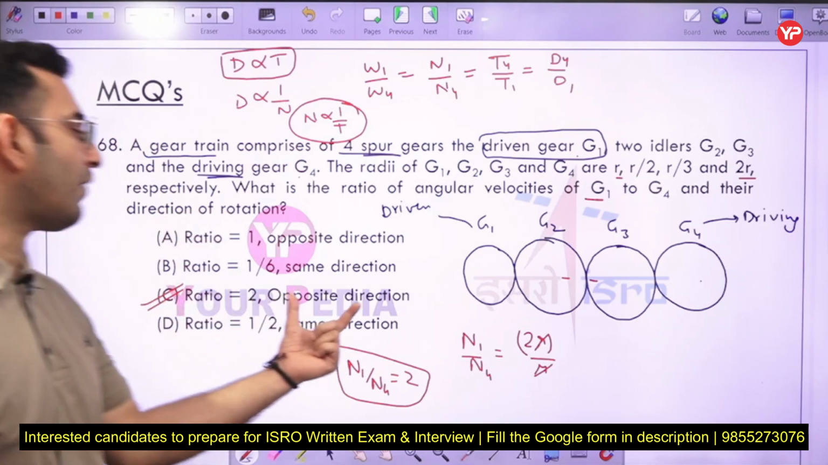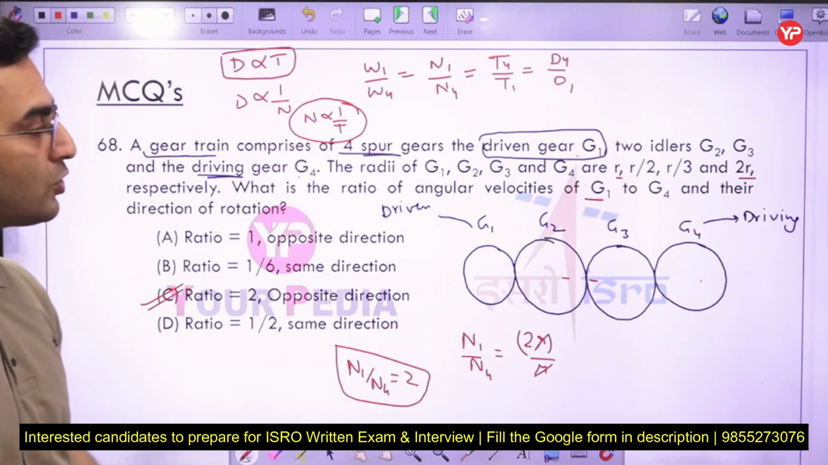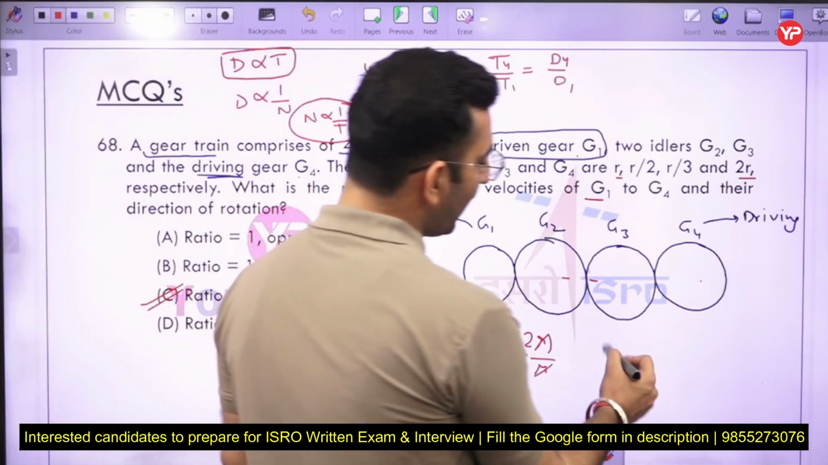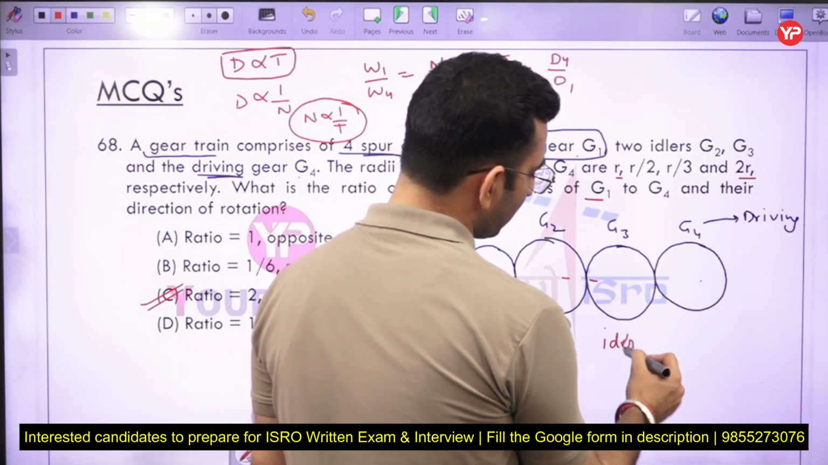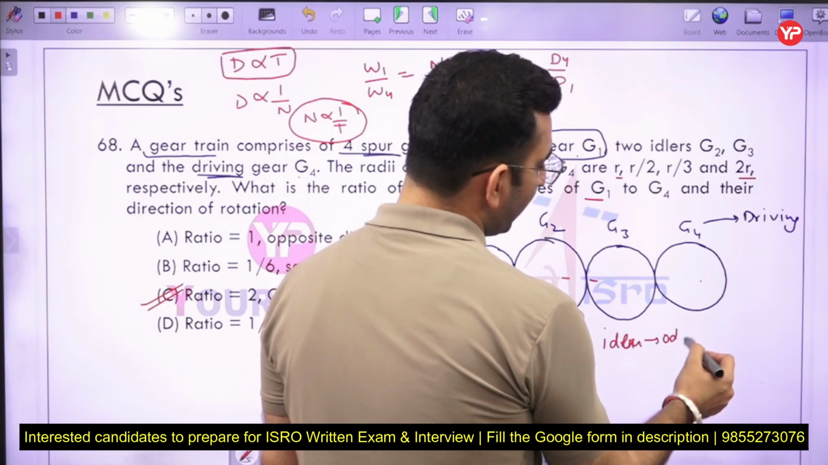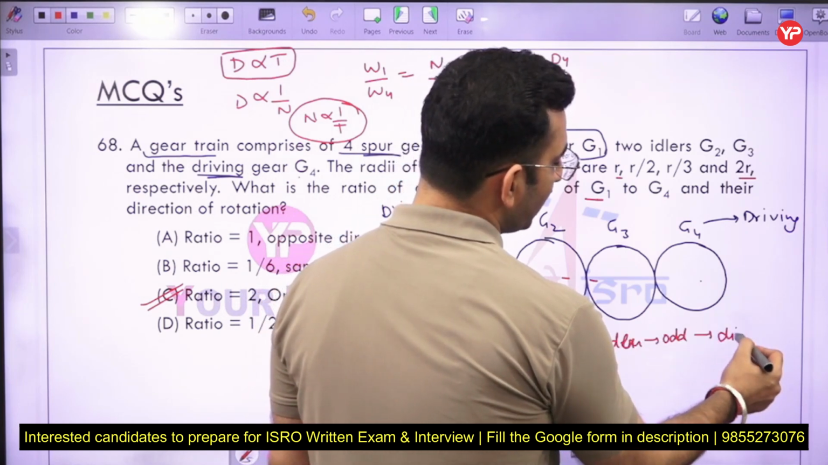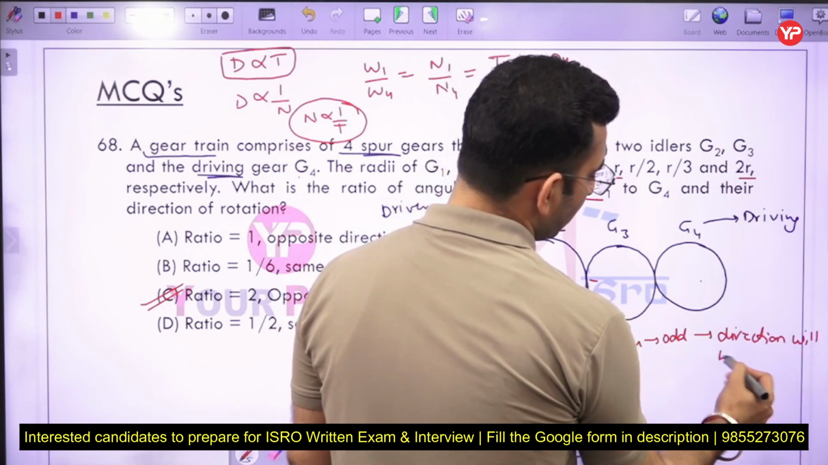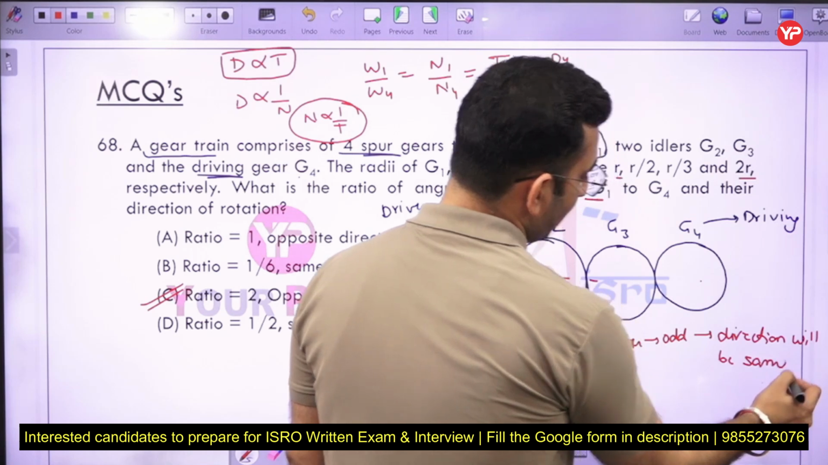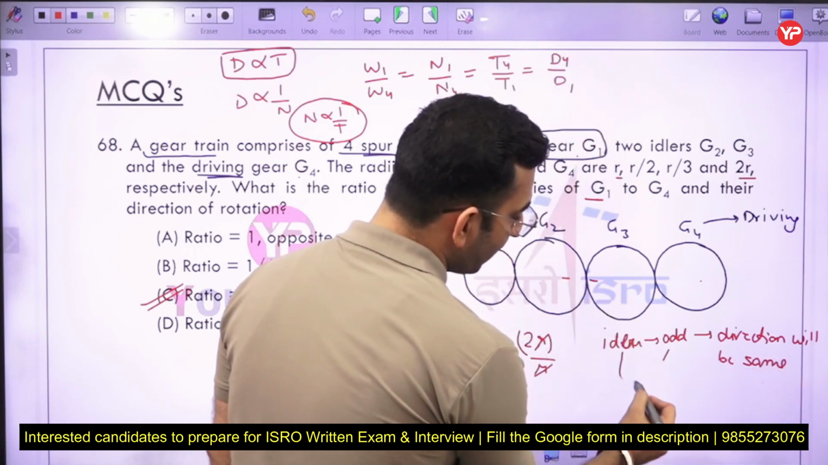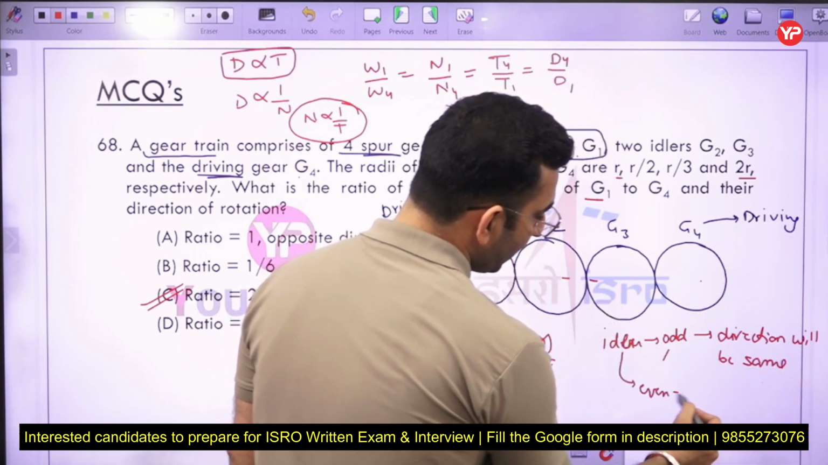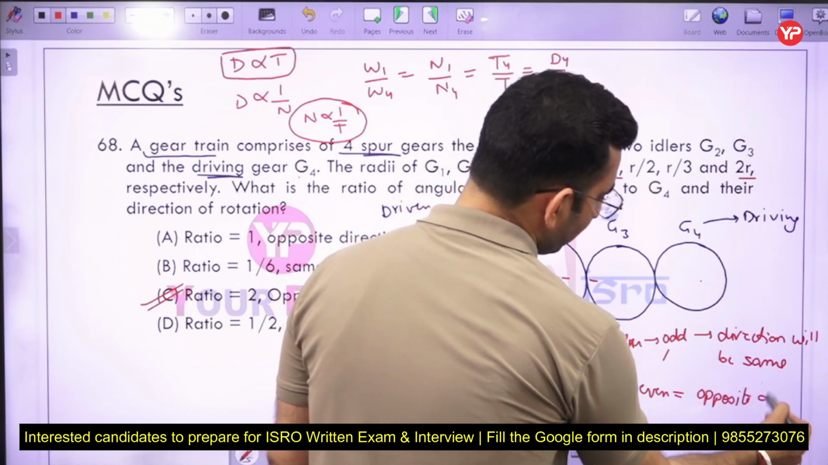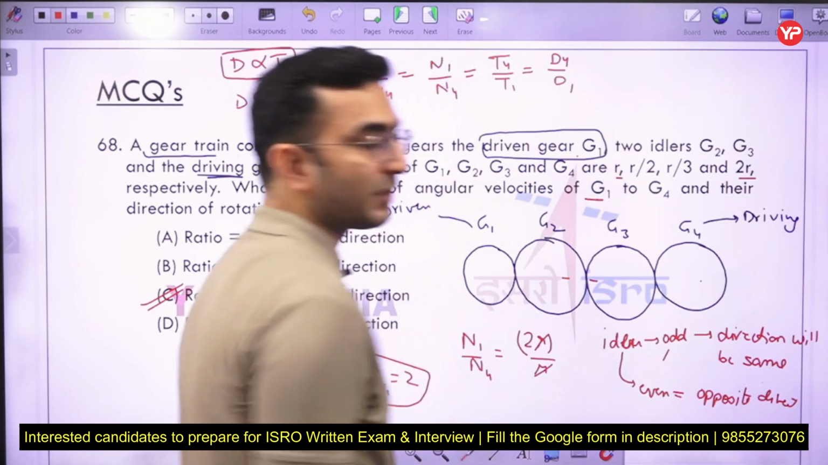You don't have to find out the exact directions here. Always remember that when the number of idler gears is odd, the direction remains the same. But if the number of idler gears is even, you are going to observe the opposite direction. Just remember that part.